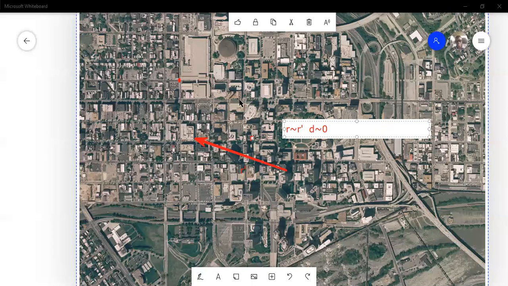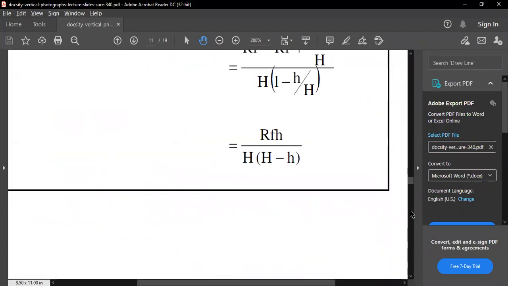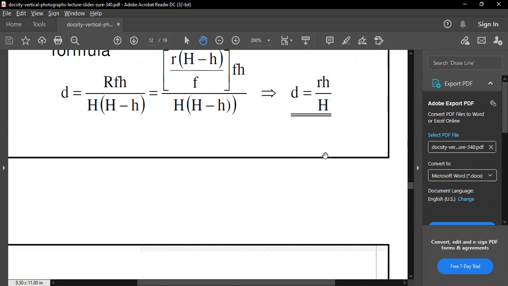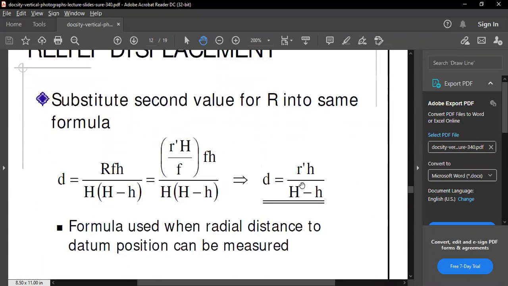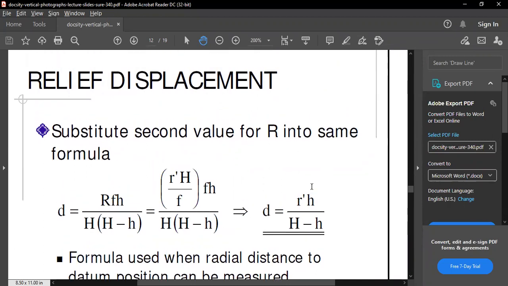Okay, so quickly, let's look at the formula again. So the question was, how do you measure R, isn't it? I think now we know how to assess it. Now this formula, there are two of them. There's this one and then this one. What's the difference between the formula with the R prime and the formula with R?